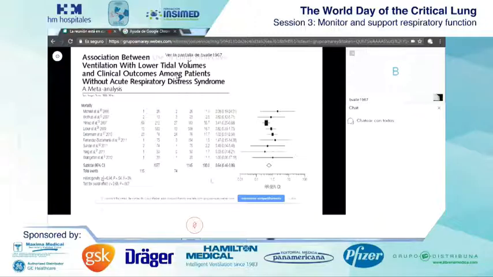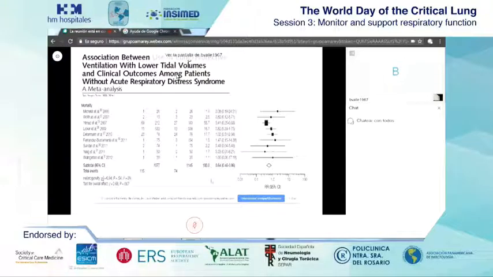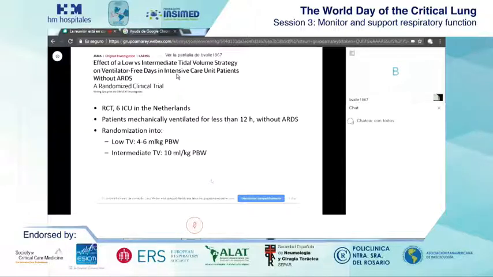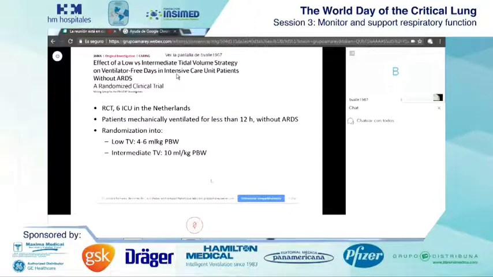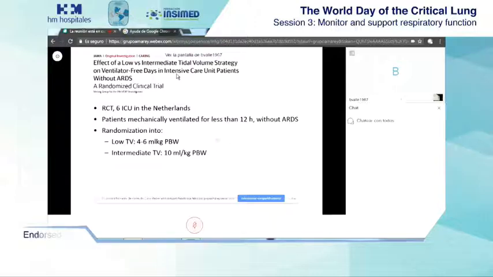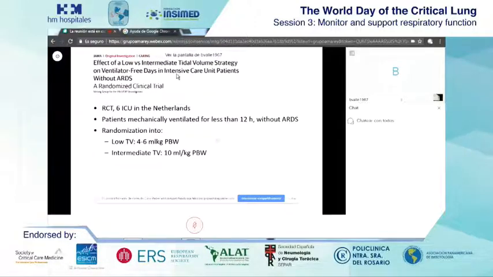But this meta-analysis was conducted with several observational studies, and some studies evaluated post-operative patients who were kept on mechanical ventilation for a few hours. So recently, in 2018, we had this randomized clinical trial that was conducted in 6 units in the Netherlands, which evaluated the effect of low versus intermediate tidal volumes in patients without ARDS. Patients were randomized within the first 12 hours of mechanical ventilation, and they must not have ARDS as their diagnosis.